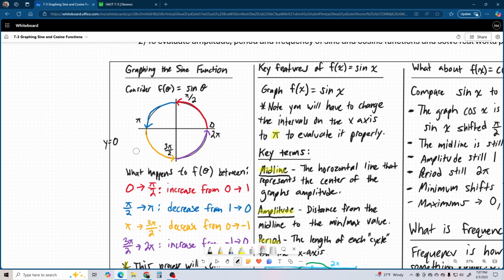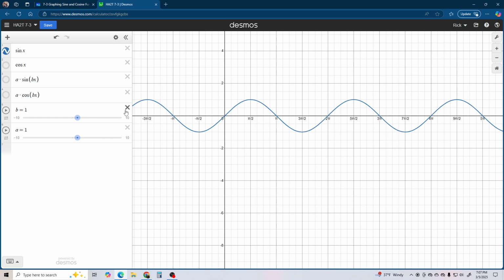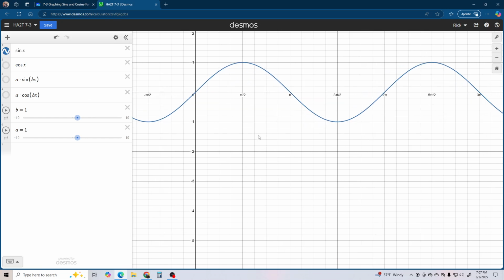So let's go ahead and actually graph this real quick, just so I can show you. Let's go to Desmos, and I've already populated the sine graph here.